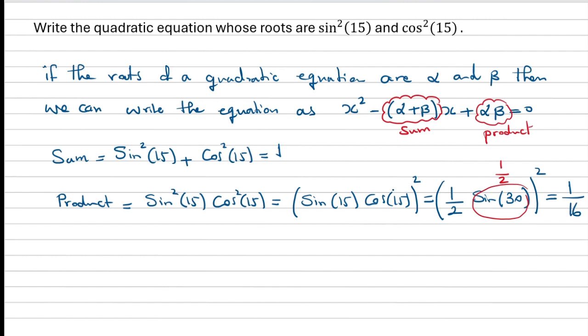So the quadratic equation is going to be x squared minus the sum of the roots, which is 1x, plus the product of the roots, which is 1/16, equal to 0. Then we multiply this by 16 and we'll get 16x squared minus 16x plus 1 equals 0. And this is the quadratic equation whose roots are sine squared of 15 and cos squared of 15.